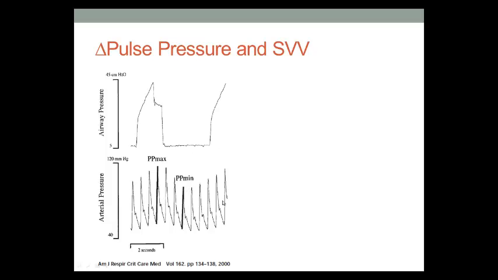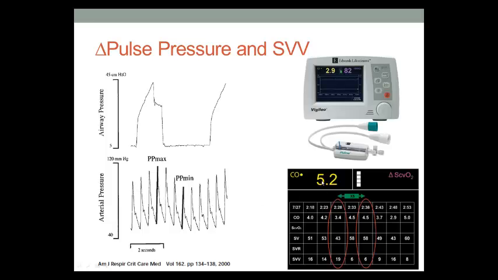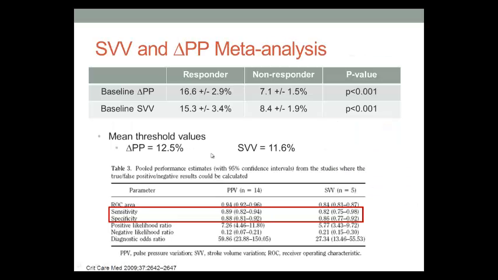And so this is, you can look at their either heart rate or their pulse ox. And so that's what this FlowTrack monitor looks at: stroke volume variability. They've done a ton of studies looking at this. This was a meta-analysis from 2009. Great sensitivity and specificity for a cutoff of about 11 to 13.